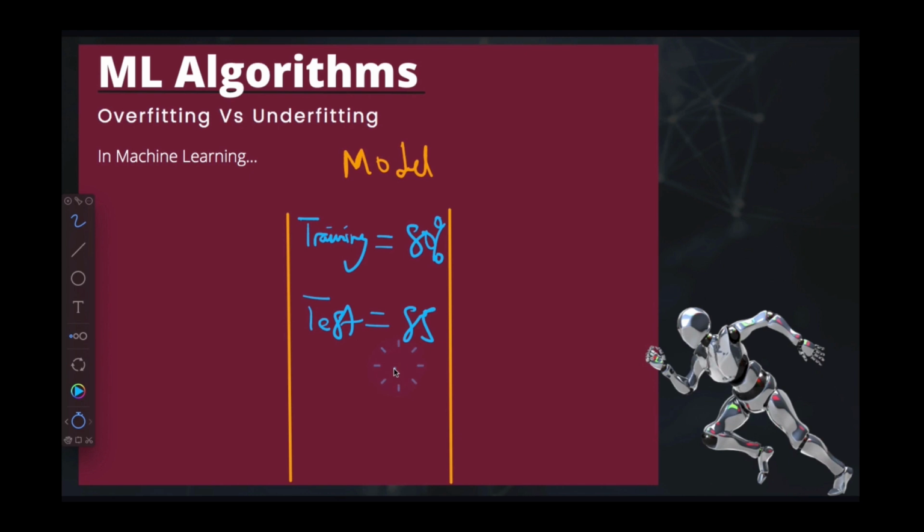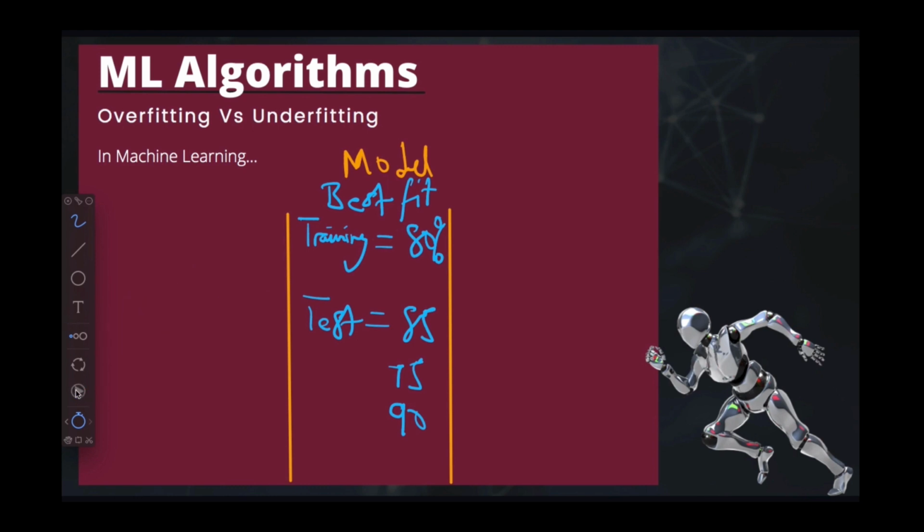Now let's say on the testing data we are getting something like 85%, or maybe 75%, or maybe something like 90%. You can see that the values are just around 80%, very, very close to 80%. In that case, we say that we have the best fit.